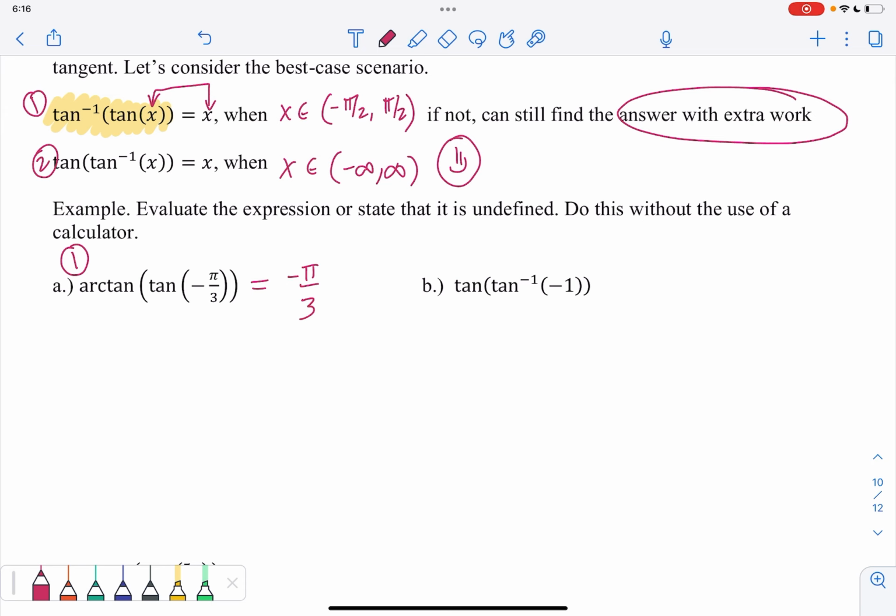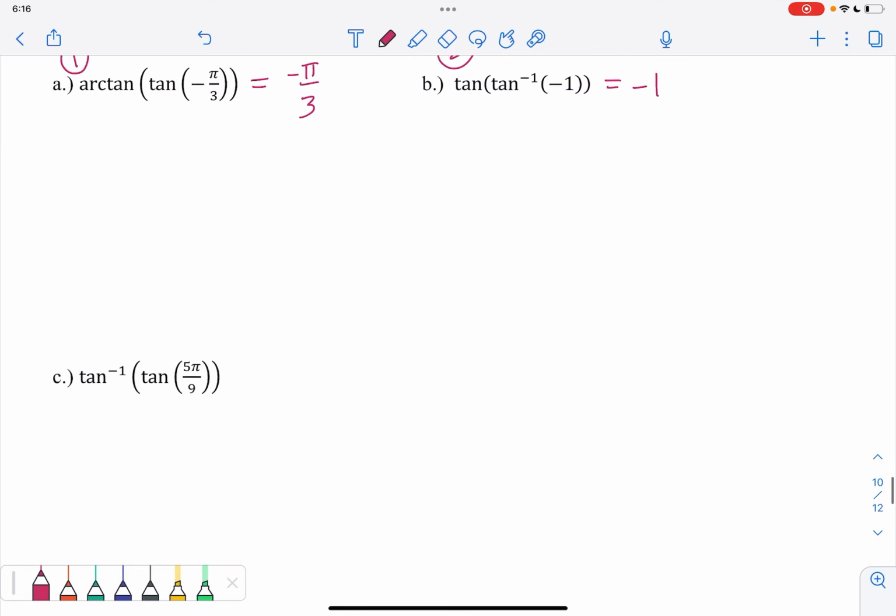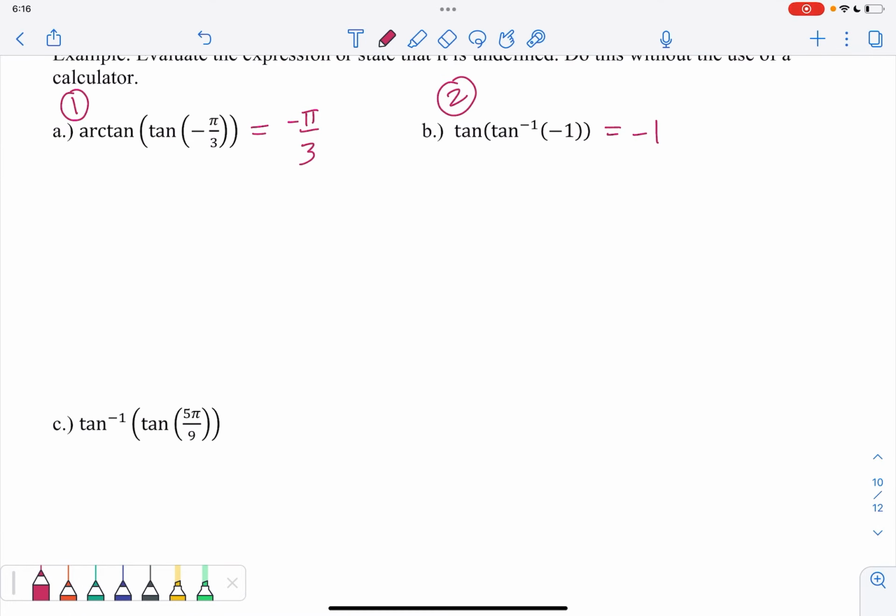Okay, don't need all this room just because it's in that case 1. Tan inverse of negative 1. Now I'm in case 2. And so I know that tan inverse of negative 1, I'll find some angle and then take tan of that. It's just going to give me negative 1 again. And again, it's because I'm in case 2. What about this other thing?